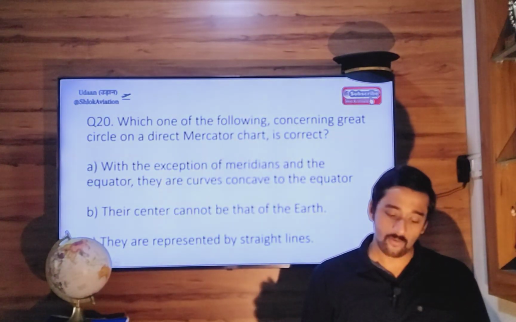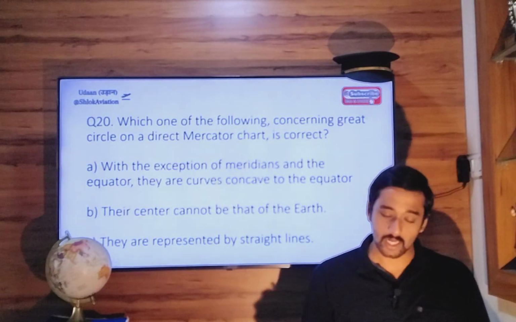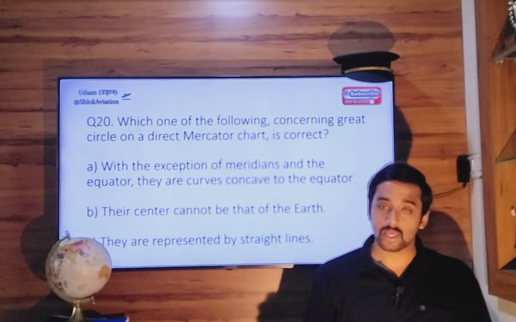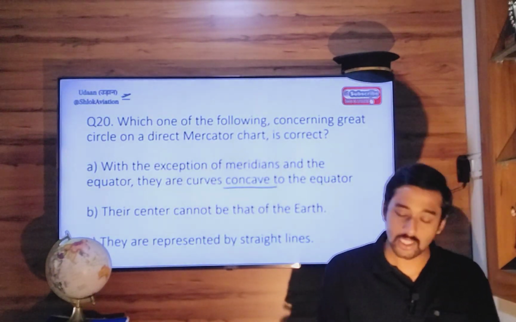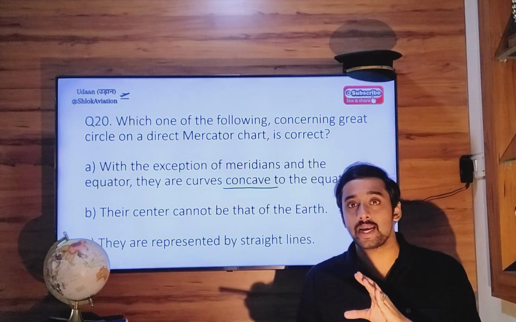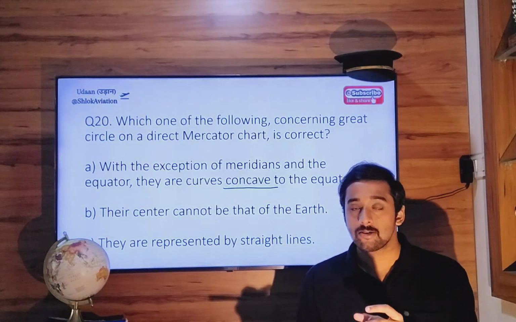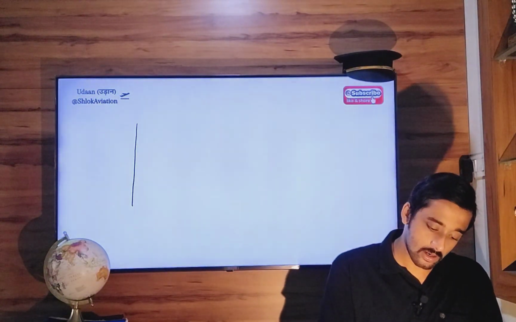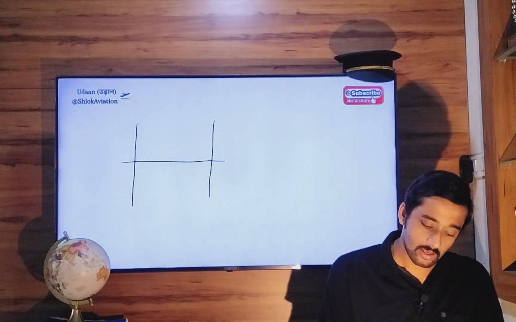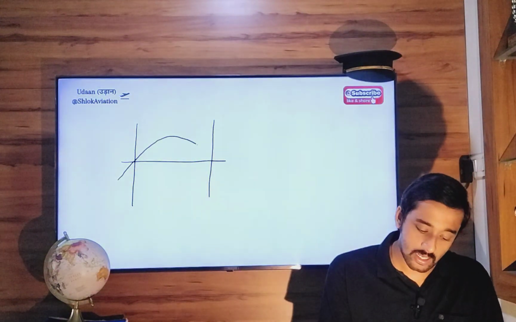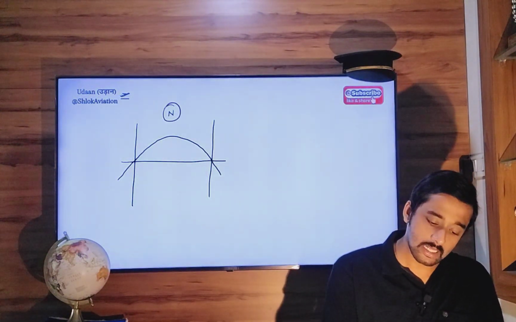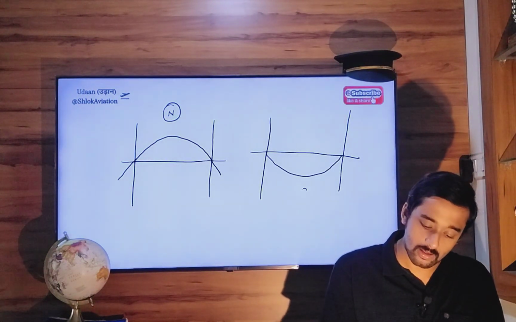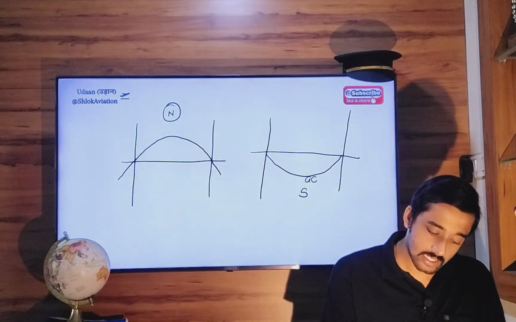Next, last: which of the following concerning great circles on a direct Mercator chart is correct? Great circles, with the exception of meridians and the equator, are curves concave to the equator. Concave to the equator means convex to the poles. Concave means bending away from something. Convex means bending towards something. So, let's say these are your two longitudes. If you are in the northern hemisphere, the great circle will pass through the nearest north pole. If you are in the southern hemisphere, the great circle will pass through the nearest south pole, like this. This is your great circle.